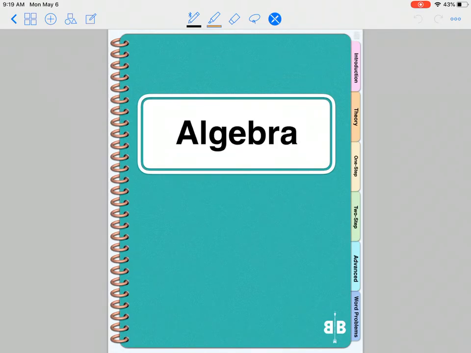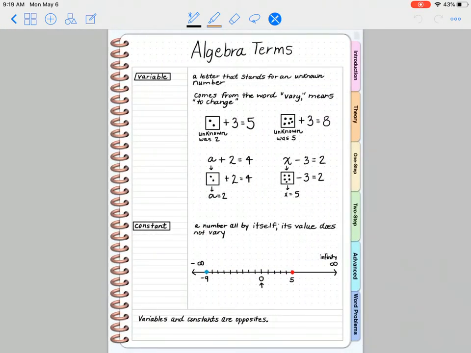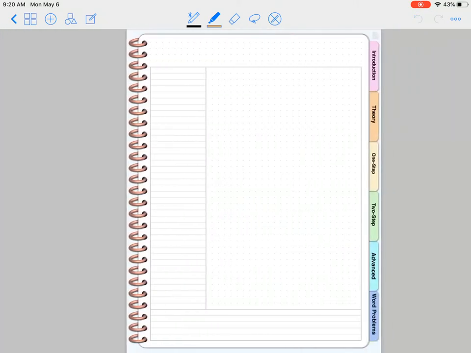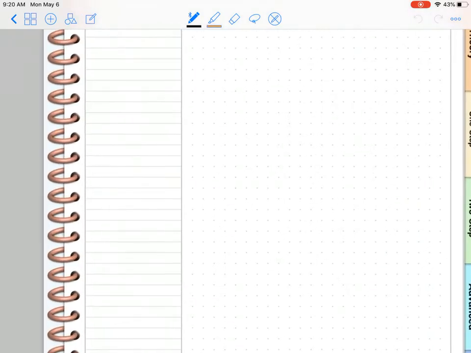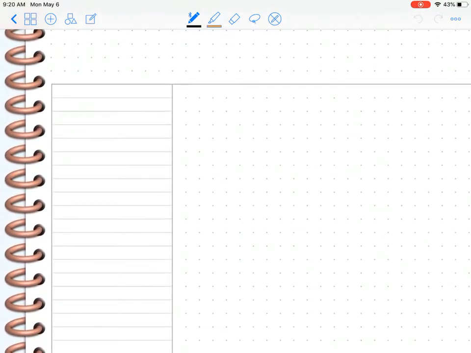So we are in the algebra theory, and remember we have already looked at variable and constant. So we're moving on to the next term. And in this one, I'm going to start with inverse, because we left off on the last term with the concept of inverse, and I just want to take you a little bit further into that. So the new word is inverse. An inverse is a mathematical opposite.